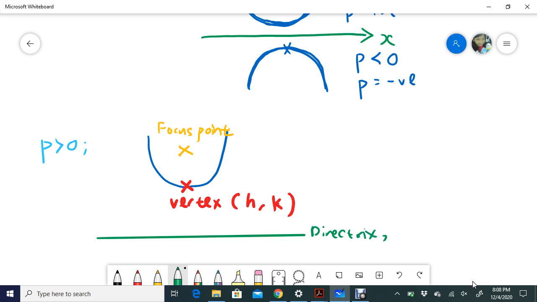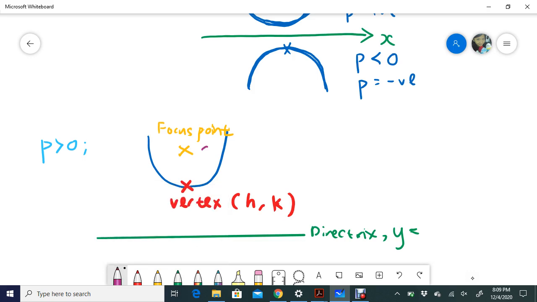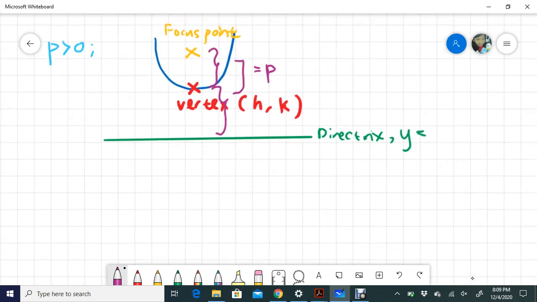Whereby y equals what? So how do you know what the common distance will be? Do remember your common distance is based on your p-value. Both the focus and the directrix have the same distance from the vertex, the p-value. This is the common distance.